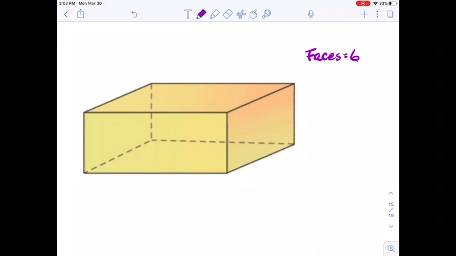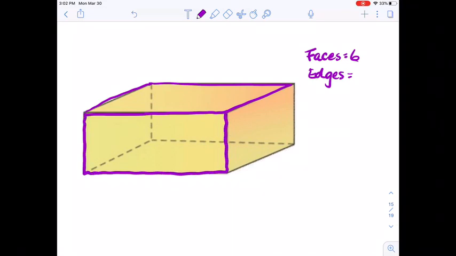Now let's try for the edges. Let's see how many edges a rectangular prism has. Let's start on the top. 1, 2, 3, 4. Now here, 5, 6, 7, keep going, 8, 9. Do we have them all? Which ones did I forget? Oh, the back of the shape, right. 10, 11, 12. So there are 12 edges.